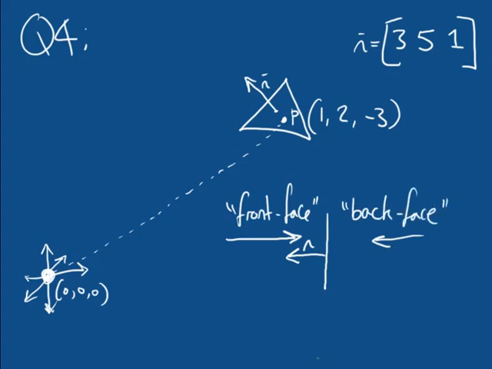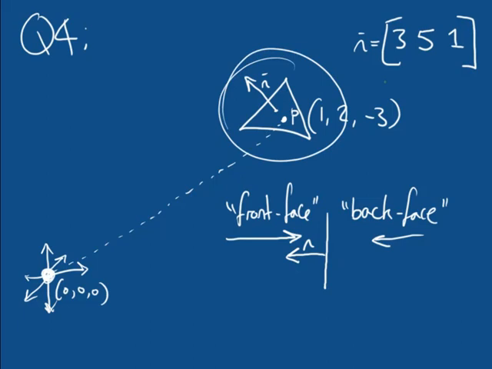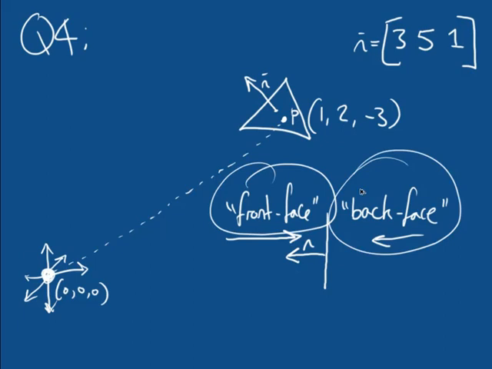Now, short of looking directly down the side of our triangle, we're either going to be looking at the front face or at the back face of our triangle. So what I'd like you to answer is, given that we know our camera's sat here at the origin and it's looking at the point 1, 2, minus 3, and that point is sharing that surface normal 3, 5, 1, are we looking at the front face or the back face of the polygon?